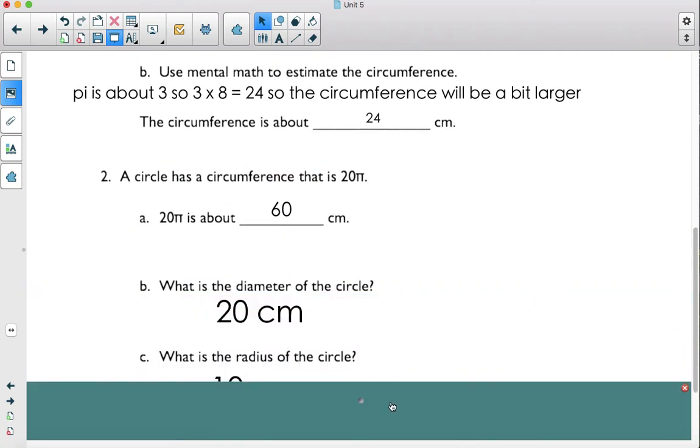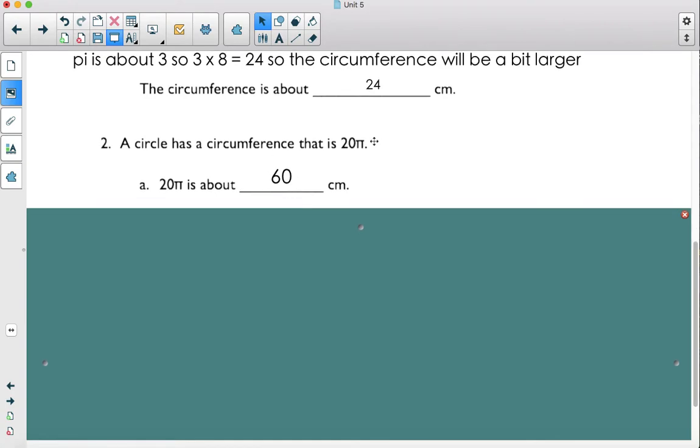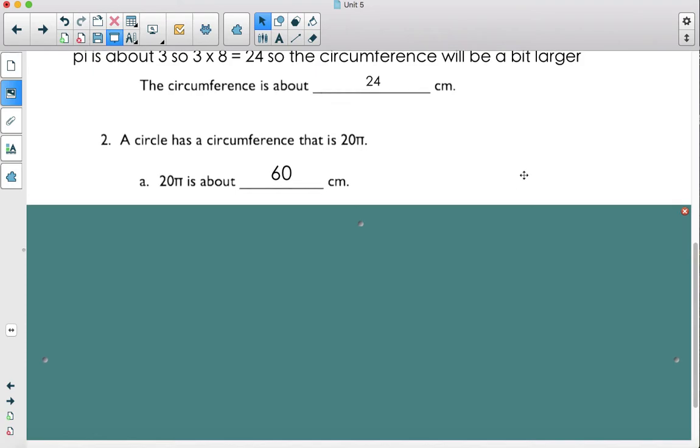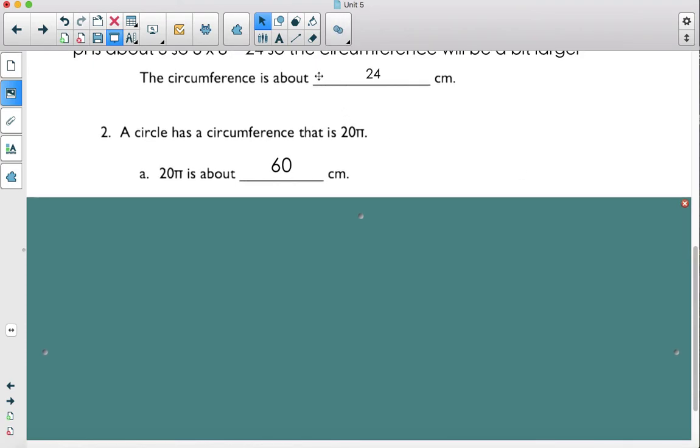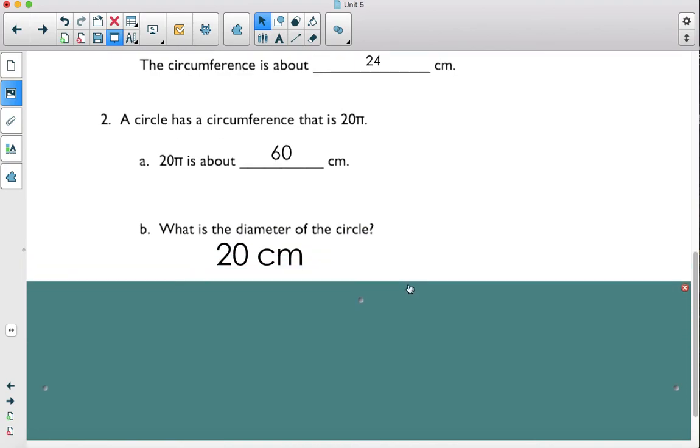Okay, so now we're going to work in the opposite direction. So if we know that the circumference is 20 pi, so I know whatever my circumference is, it's going to be 20 times pi. They want to know what 20 pi is about, how much. So in my head I'm thinking, okay, pi is about 3.14, so it's about 3. So 20 times 3 is about 60 centimeters. So again, in this one we're just estimating. And then it asks you some different questions.